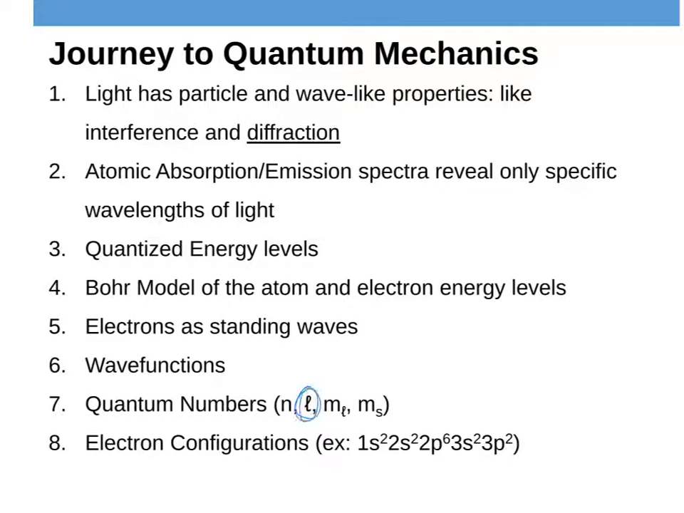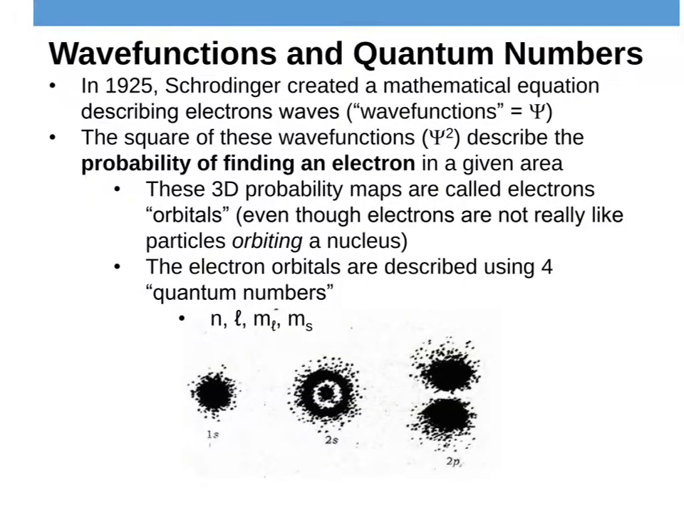We are now here. We're talking about the second of the four quantum numbers, and remember that the four quantum numbers are the numbers that describe what these orbitals look like, what these probability maps for where an electron is look like. Right? We talked about this before. Schrodinger created this mathematical equation. We have these wave functions, which is where electrons probably are, given that they have this wave-like property. If you square that, you get the probability of finding an electron, and these are called orbitals. Even though there's really nothing orbiting, we still call them orbitals.